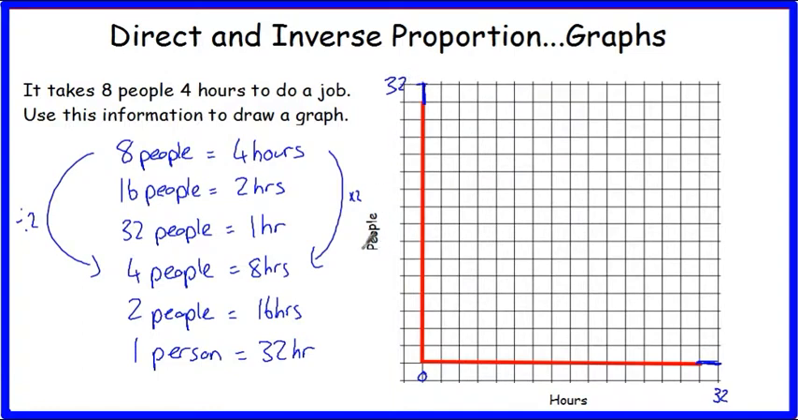And here we're talking about people. So let's go halfway. Are you sure that's halfway? 1, 2, 3, 4. Yeah, that's 16 hours. Halfway again is 8 hours. And then I have 4 hours. This is exactly the same scale. So there's 4 people, 8 people, going up to 12 people, 16 people, and 32 people.